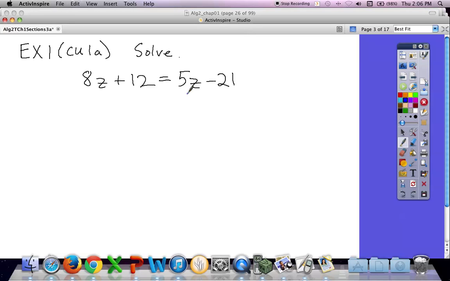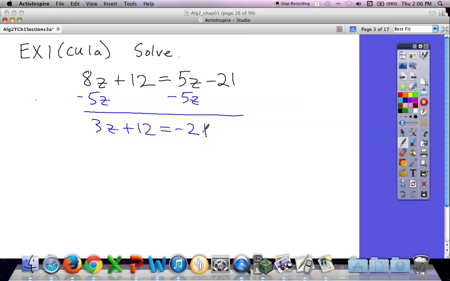Usually you deal with the variable terms first, and you try to move the variable terms to the side which has the greatest coefficient of the variable term. So which is the bigger coefficient, 8z or 5z? 8z. So move the 5z, meaning that's a positive 5z on the right, subtract 5z from both sides. 3z plus 12 equals negative 21.